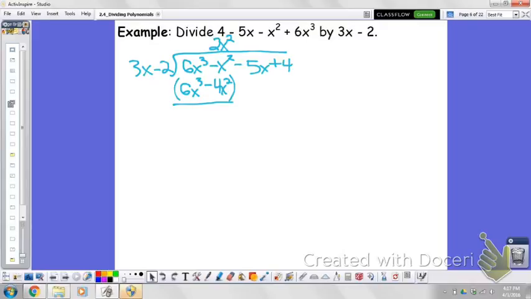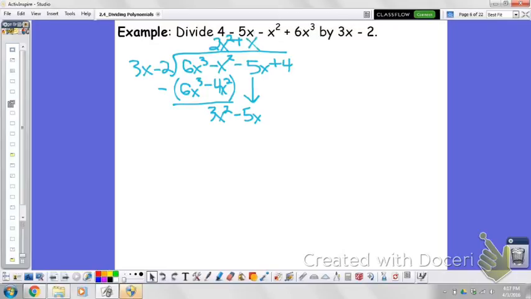Subtract that. So negative x squared minus negative 4x squared. That'll give me a positive 3x squared. And 6x cubed minus 6x cubed, they will cancel out. So I have to bring down my negative 5x. Now I look at 3x squared divided by the 3x, which is just x, so I put plus x above my 5x.